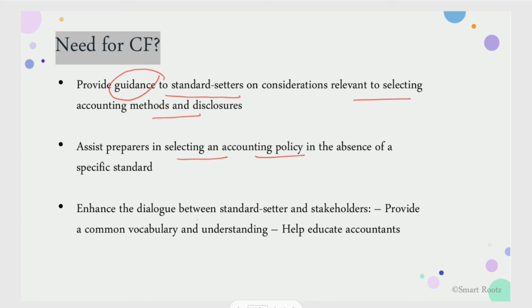And it also provides a better dialogue between the standard setter and stakeholders. It provides a common vocabulary and understanding, a common language to communicate. So it also makes it easier.